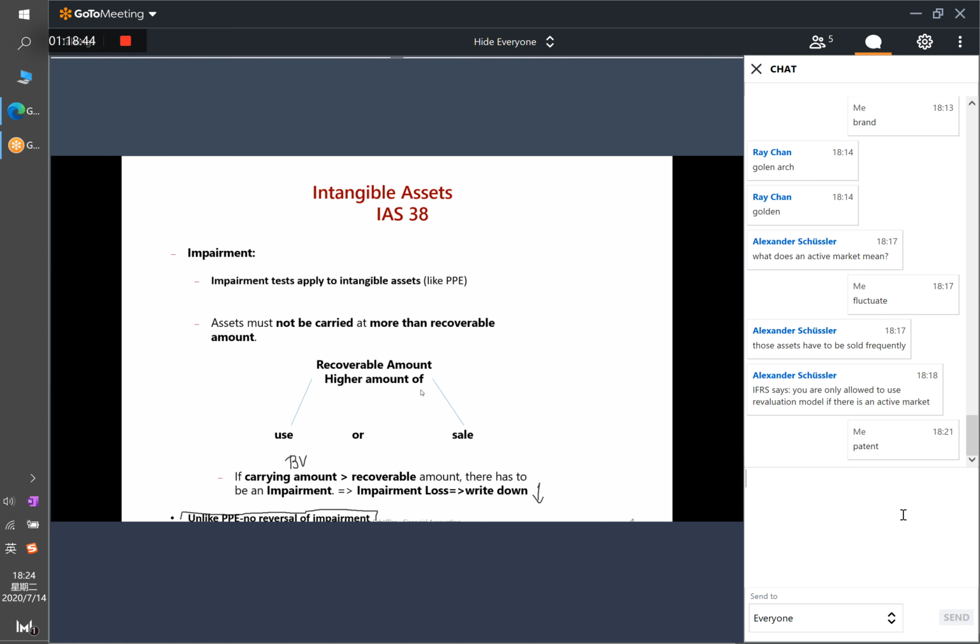Are there any questions related to impairments?